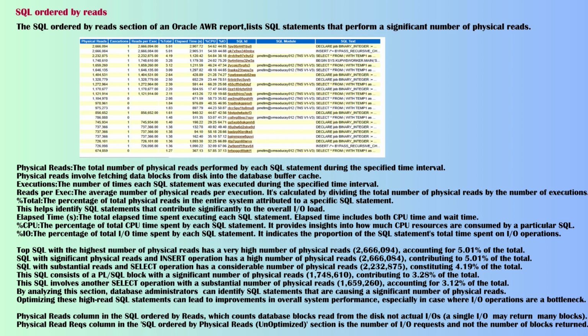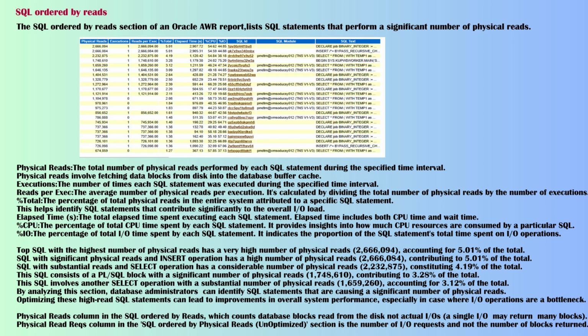Executions: the number of times each SQL statement was executed during the specified time interval. Reads per exec: the average number of physical reads per execution. It's calculated by dividing the total number of physical reads by the number of executions. Percent total: the percentage of total physical reads in the entire system attributed to a specific SQL statement. This helps identify SQL statements that contribute significantly to the overall I/O load.